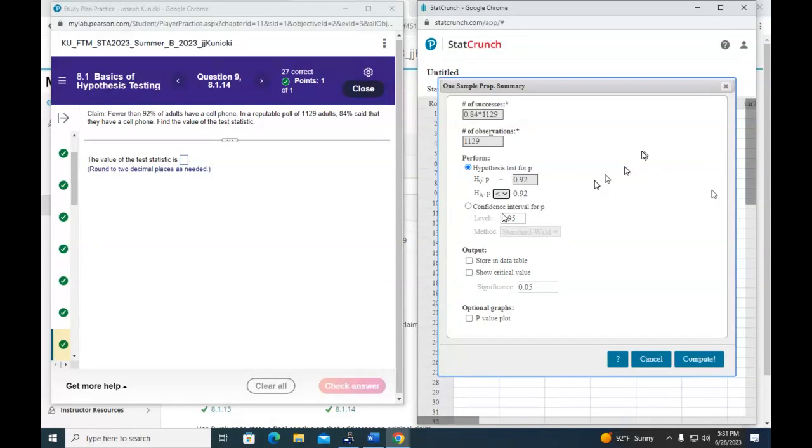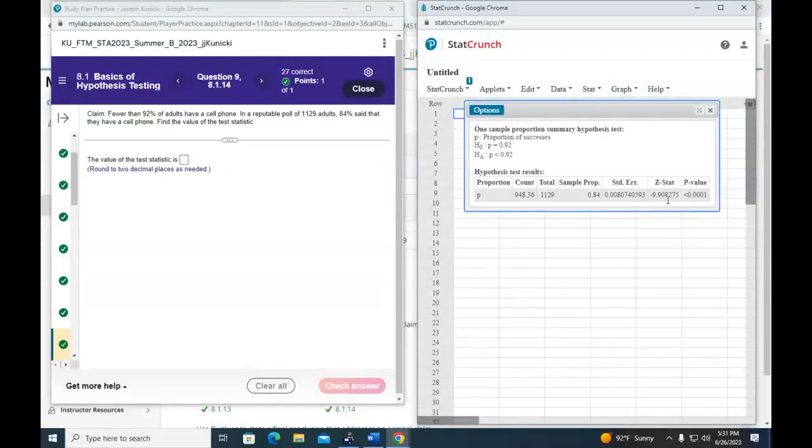So there's the claim. See, they use Ha instead of H1. Doesn't change it. You see how I did that? This is the null, p naught. Call it p naught. If we don't reject it, then that's what we say. And this is less than because it says fewer. Is that too fast? We good? Okay, so that's it. So the test statistic is right there, the z-stat.